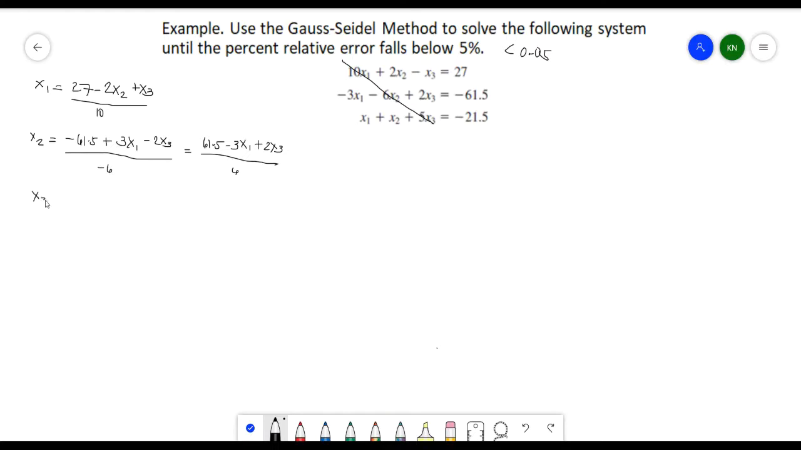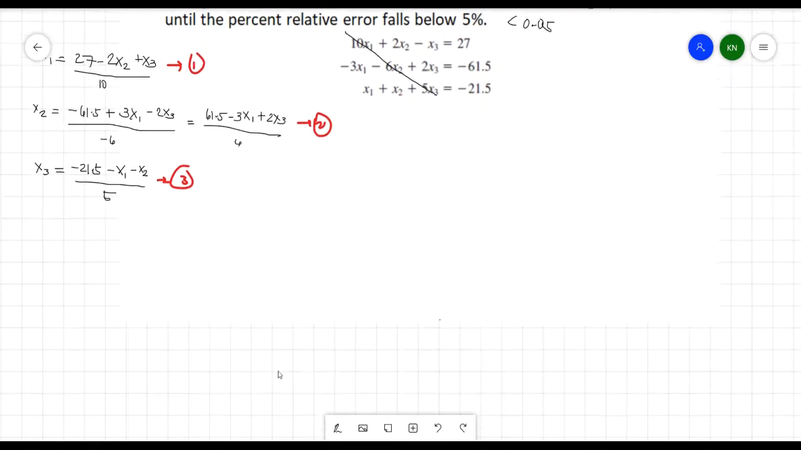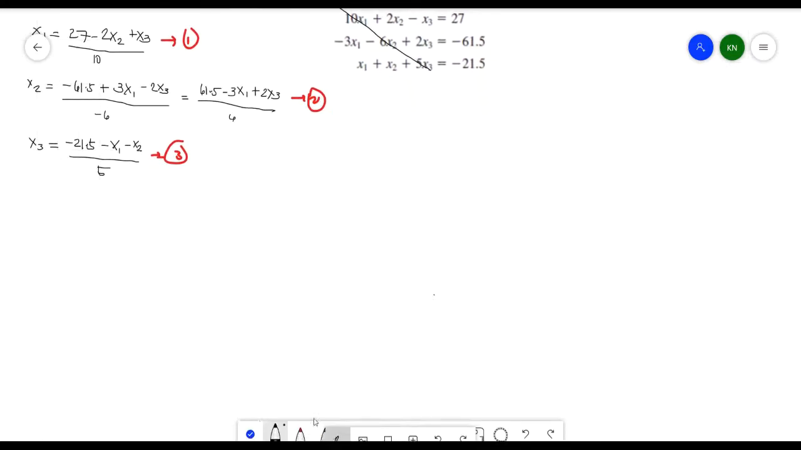We have x sub 3 equivalent to negative 21.5 minus x sub 1 minus x sub 2, all over the coefficient of our x sub 3, which is 5. So this is already our equation for x sub 1, equation for x sub 2, and equation for x sub 3. It is easier to rewrite our equations in a table form so that we can easily track the changes between the iterations that we will be having.